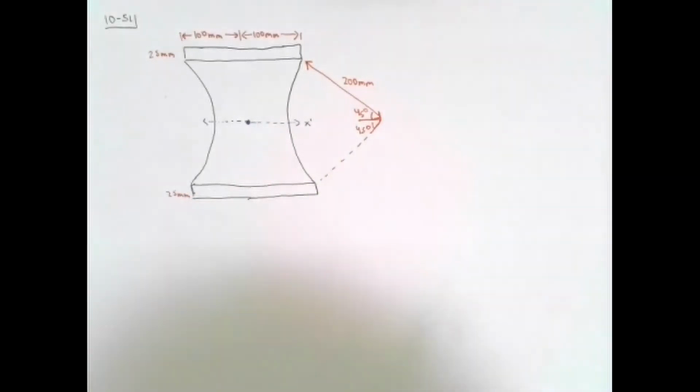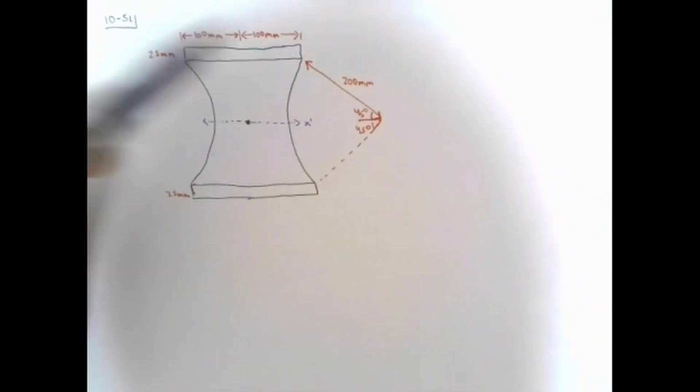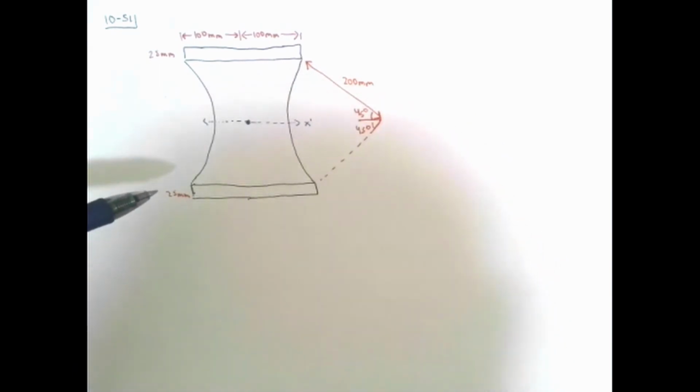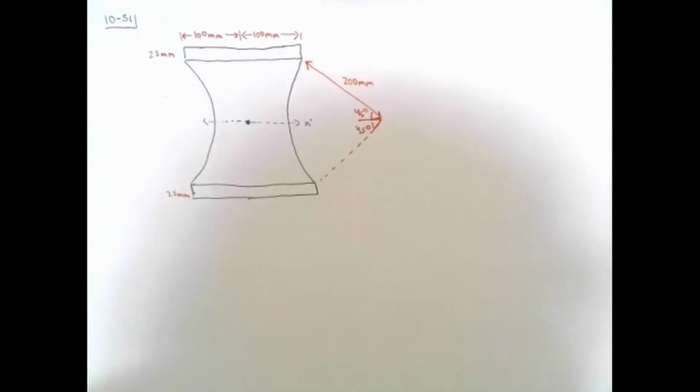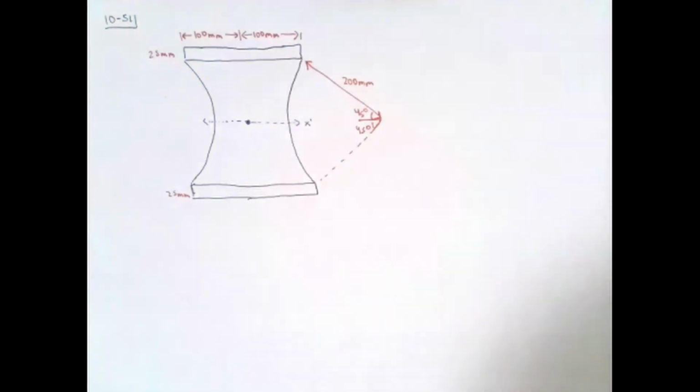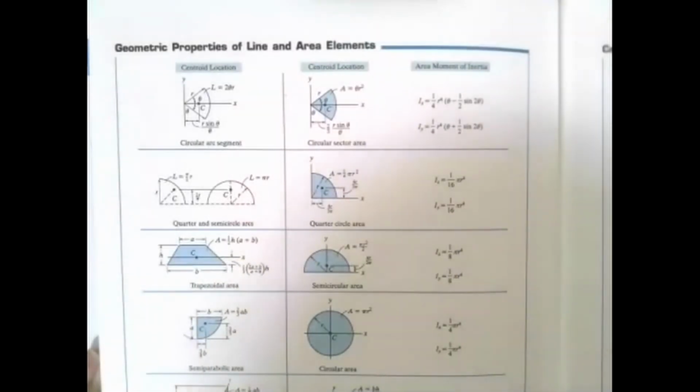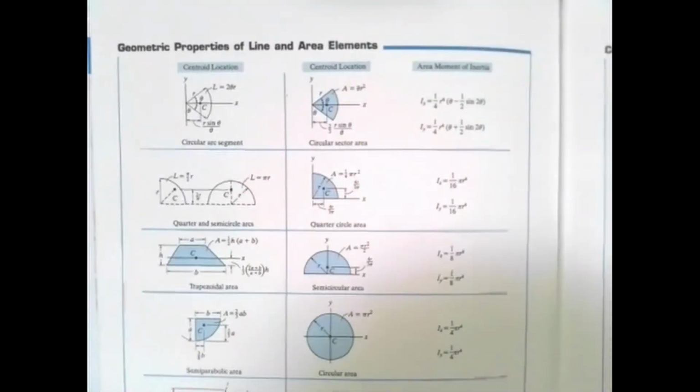So let's remember one thing, right? We want to divide this into areas that we can recognize: rectangles, triangles, circles, but not much else. Perhaps wedges of circles if necessary, but really not much else. So if you're not sure what areas are appropriate for you to split this, go to the back of your book on the geometric properties of line and area elements table. If you look at this page in the book, you'll have common areas that you can divide this into.